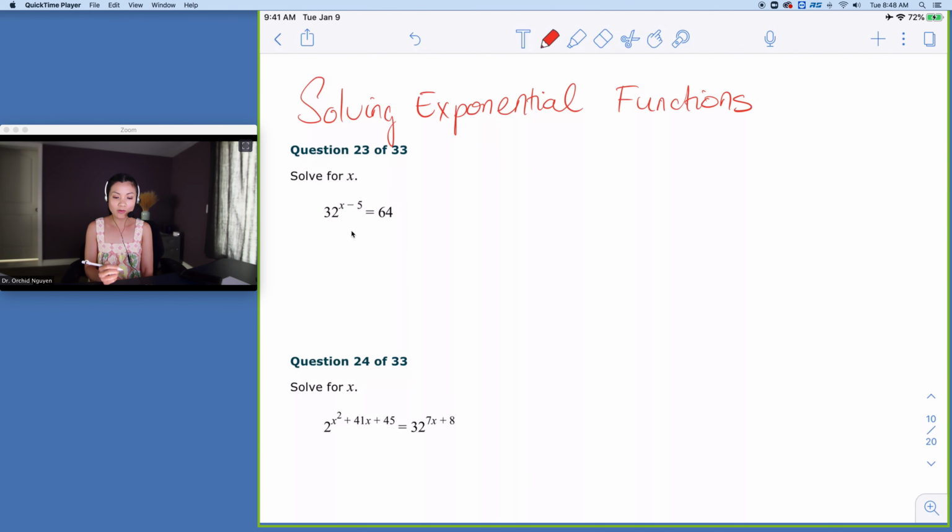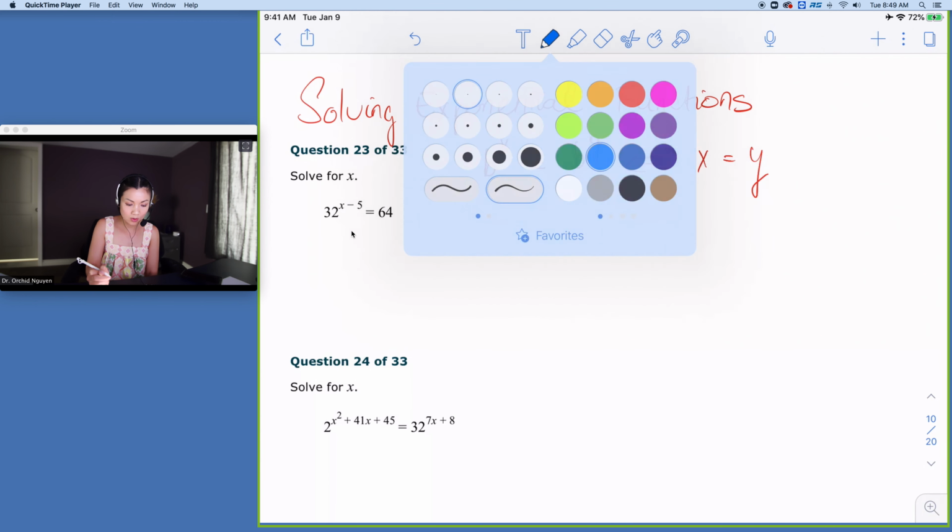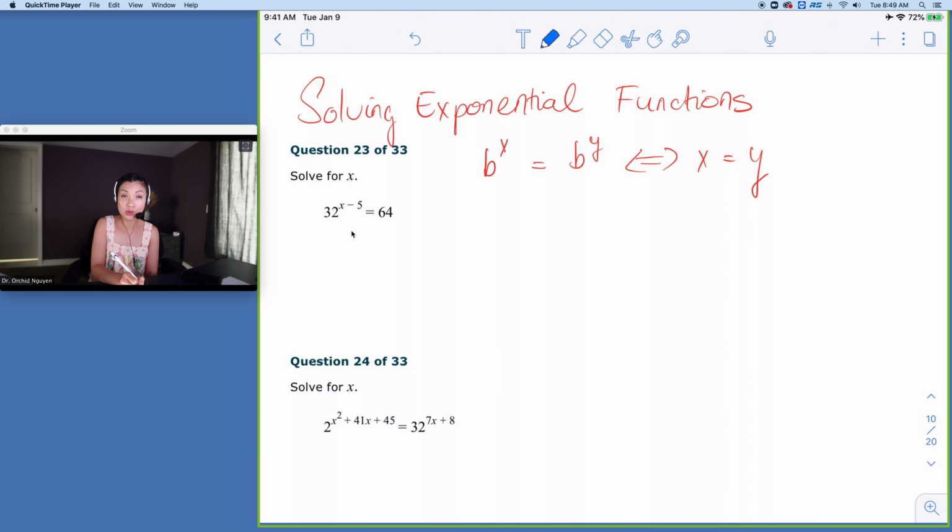Let's try to solve exponential equations. For an exponential equation, keep in mind that if you have b to the x power equals b to the y power, then the exponents have to be the same if we have the same base. You see right here we have 32 and 64. So our goal is to make it into the same base, so you can just drop the base.